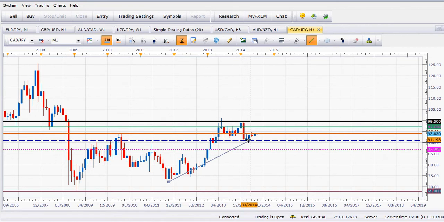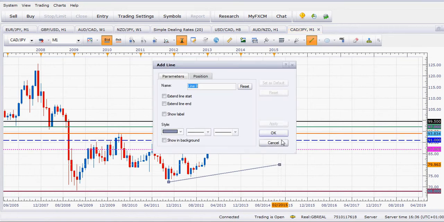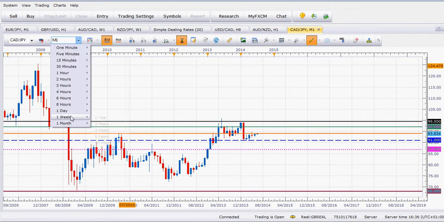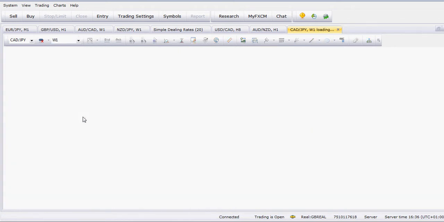So add line again. We want to have snap to nearest. Let's go from here instead. Okay, so let's go from here to here, and that's not very neat at all. It cuts across all sorts of candles. So again, would this be useful into the future? Maybe. This angle? Not really. So we're going to cancel that.